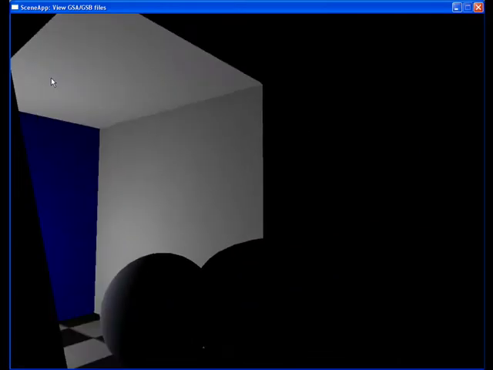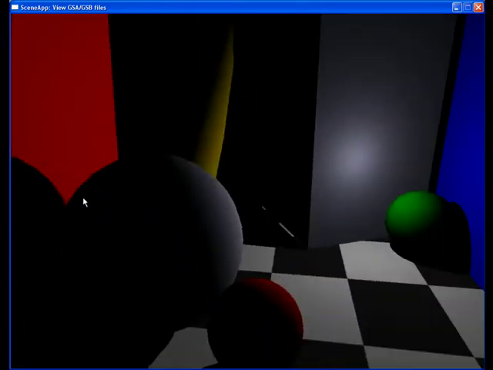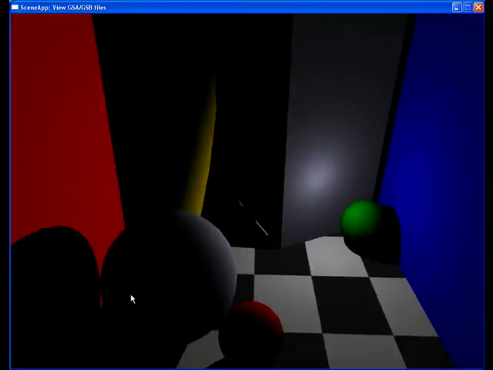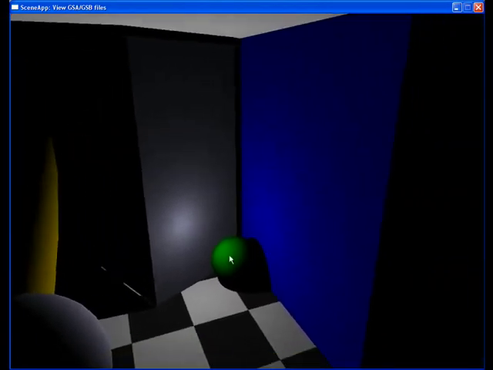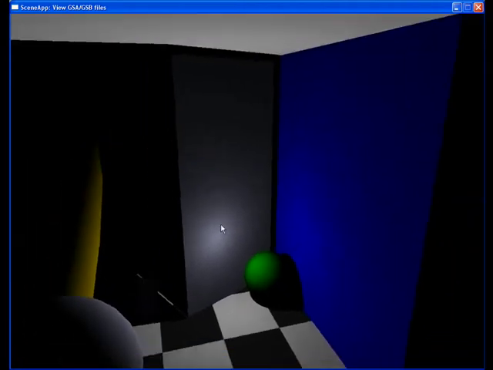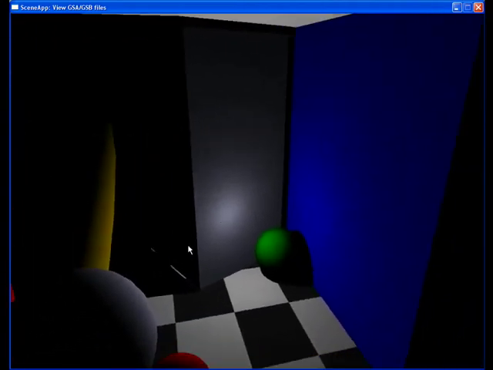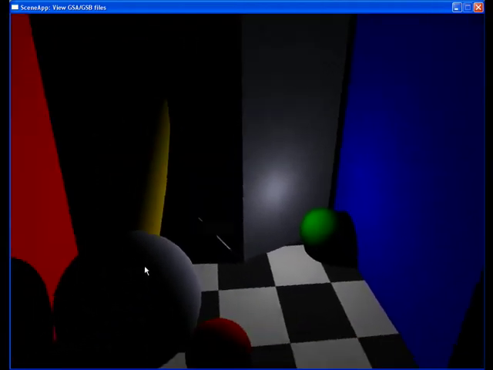Okay, here we have what is a basic Cornell box scene, and all the objects in the scene are lit only by direct illumination. So only things that have a direct line of sight to this little point light here have any illumination at all, and anything without it is pitch black.